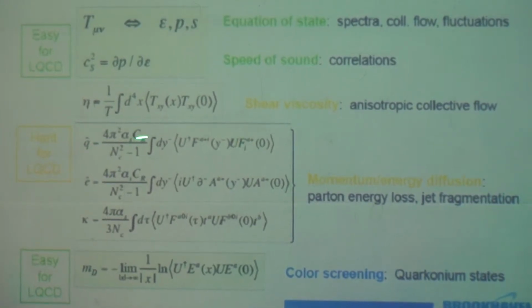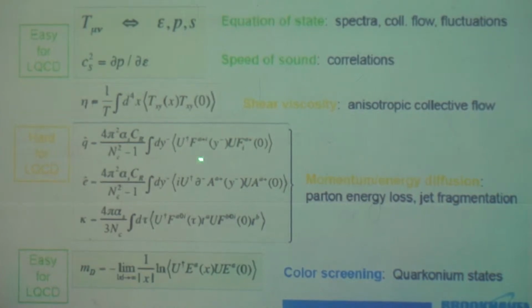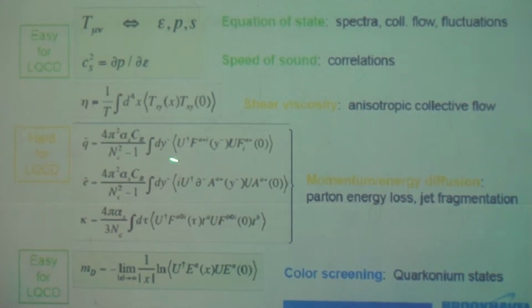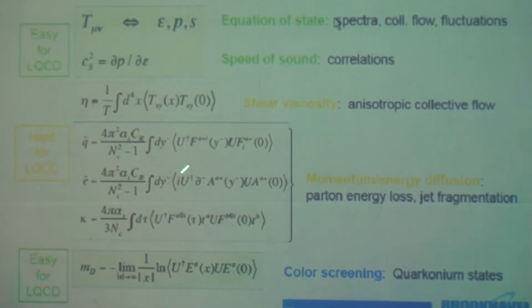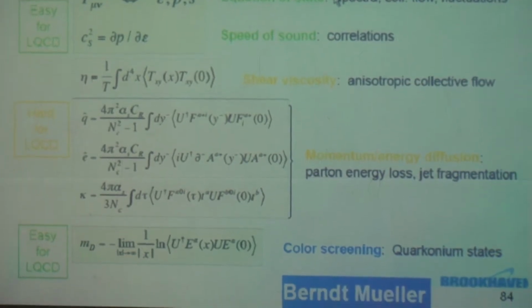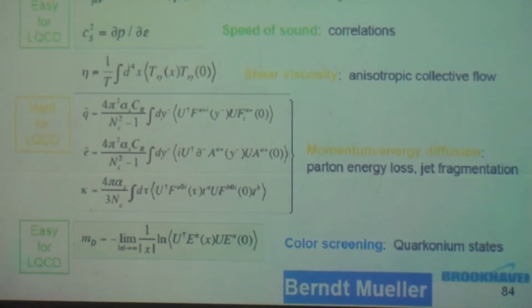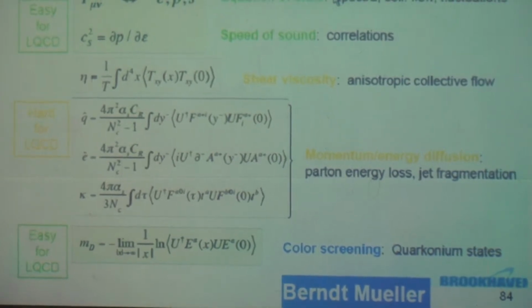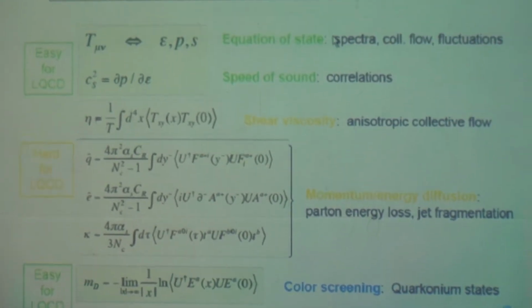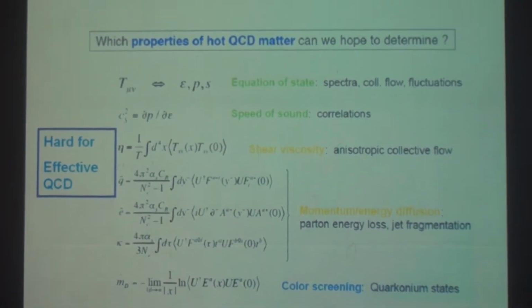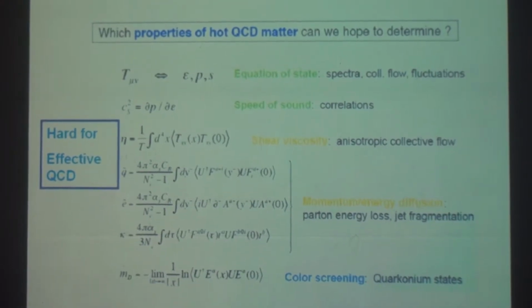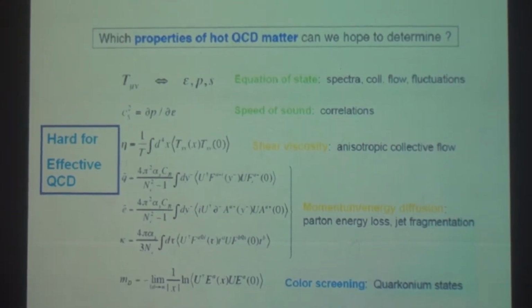trying to get the jet quenching parameter from Lattice QCD, and also some other conductivities. I think for this kind of transport coefficients, it's still challenging for Lattice people. And of course, screening is very easy for Lattice QCD. For the effective QCD model, I think this part is fine.